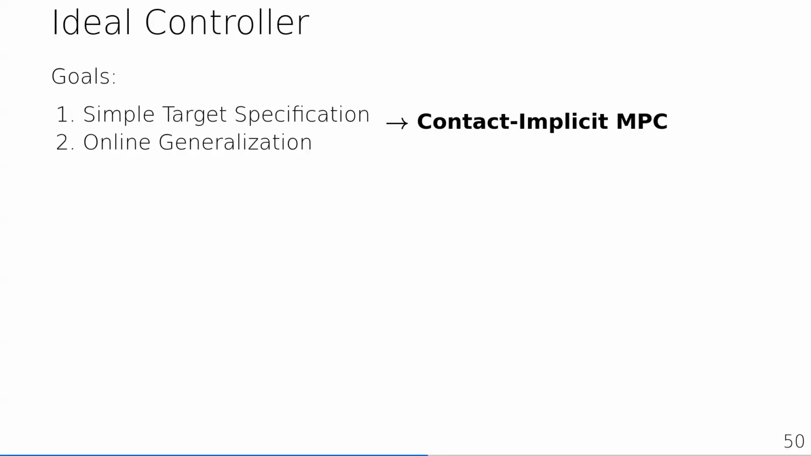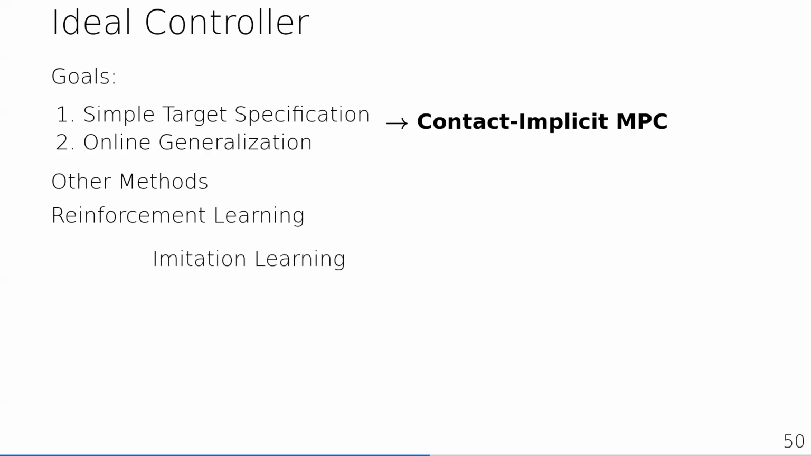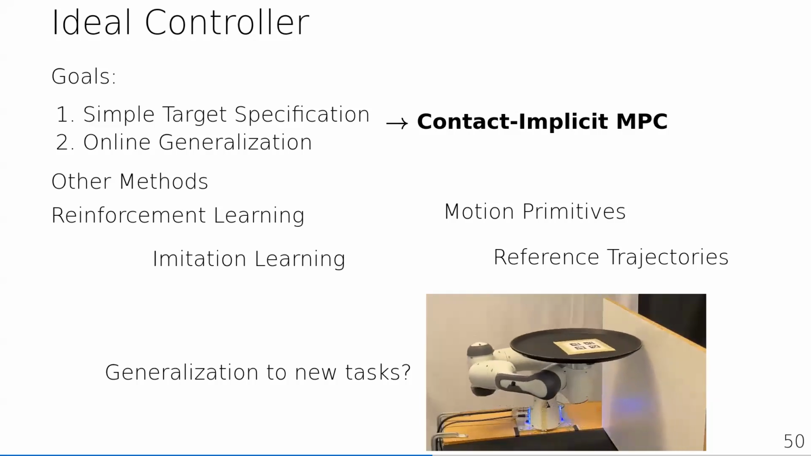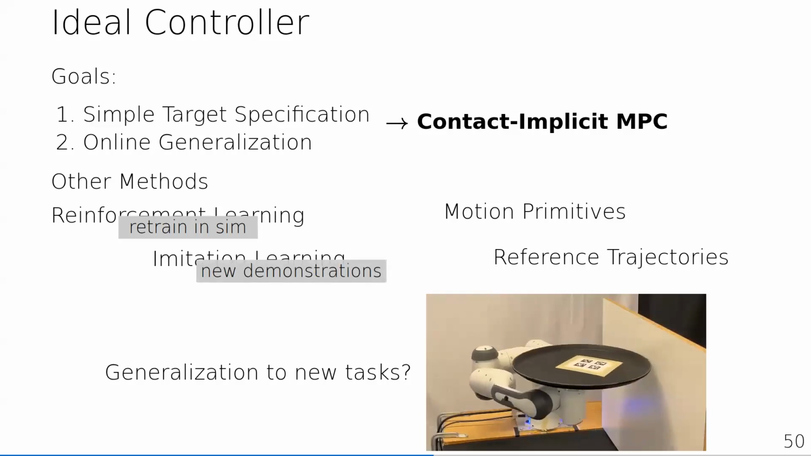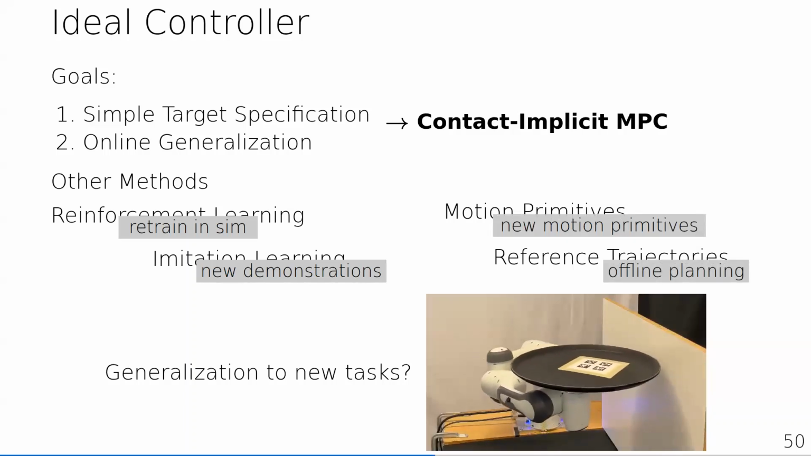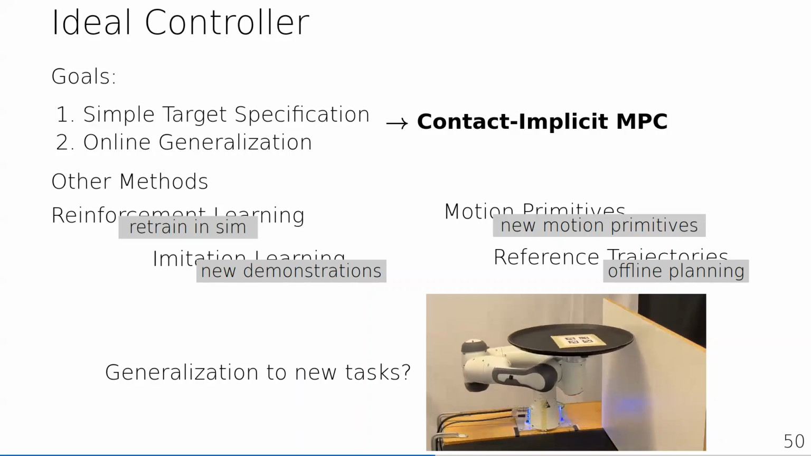Contact implicit MPC can plan trajectories in real time without requiring pre-specification of the contact modes. It supports specifying the target as a simple quadratic cost and doesn't need additional offline computation. While there are other methods such as reinforcement learning, imitation learning, a library of motion primitives, or reference trajectories that could feasibly solve this task, if we want to perform a completely different task, such as rotating the tray using a wall, these methods would require additional offline computation, such as retraining in sim, collecting new demonstrations, generating new motion primitives, or generating new reference trajectories. So if we really want a scalable solution, we really want these properties.